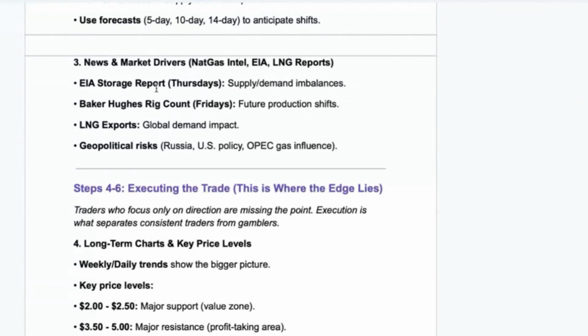There's also the Baker Hughes rig count on Fridays and future production shifts. That's interesting. It doesn't play an immediate, instant role on the market. And then LNG exports, another really good one, which I think is going to be more in vogue and more interesting in coming weeks, months, and even years, as the US looks to export more liquid natural gas. And that should impact demand, increase demand. So the US sending more gas, albeit in liquid form, overseas means that they need to produce more. There's more demand. And then, of course, geopolitical risks. We all know about what's going on right now.